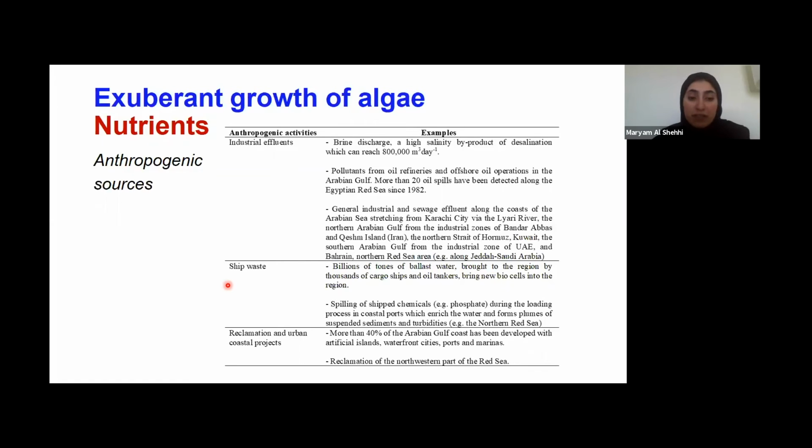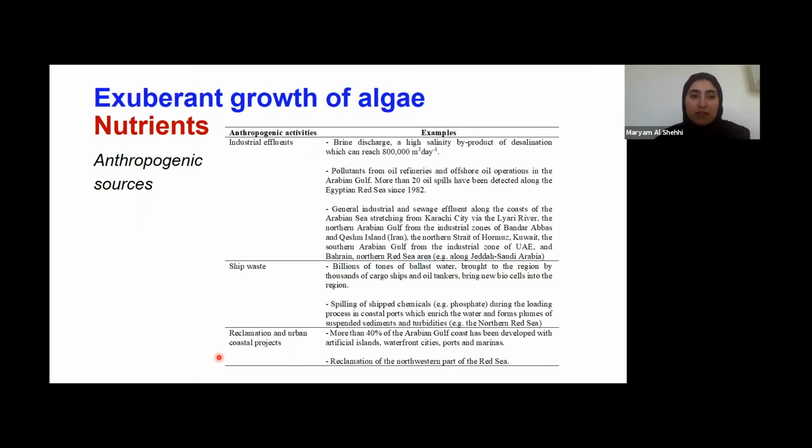In addition, reclamation and urban coastal projects have played a significant role in changing the sediments in the coastal areas. Especially in the Arabian Gulf, 40% of the coast has been developed with artificial islands, waterfront cities, ports and marinas. All of this has affected the chemical composition and has also produced new nutrients in the water. So this is under nutrients, which is the first factor triggering the blooms in the region.